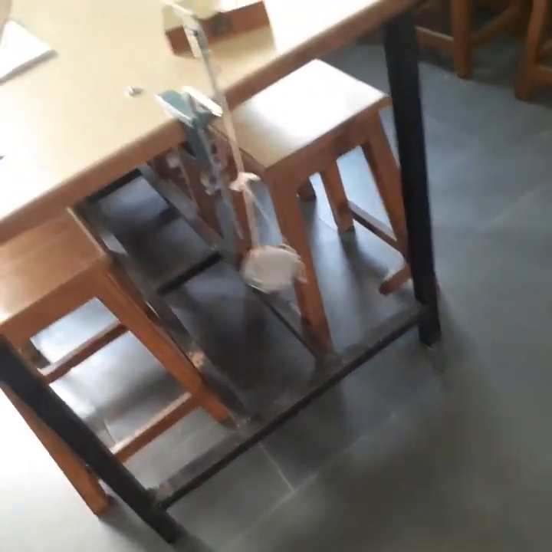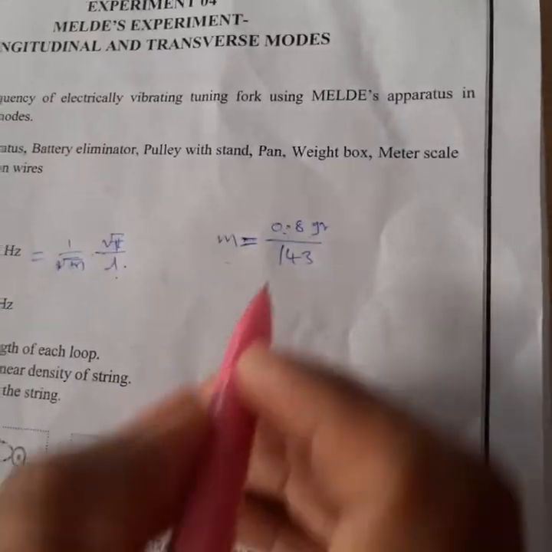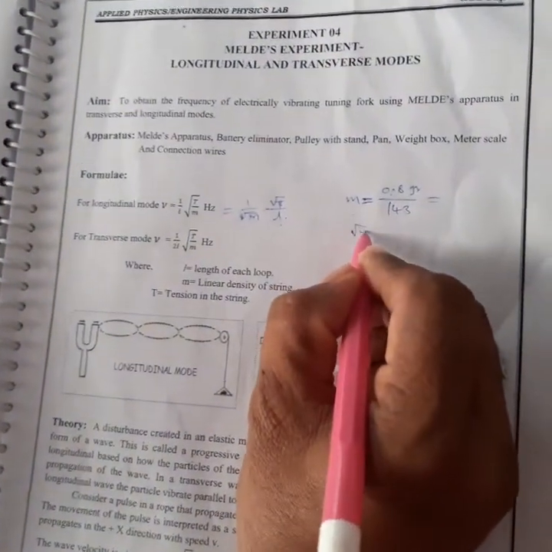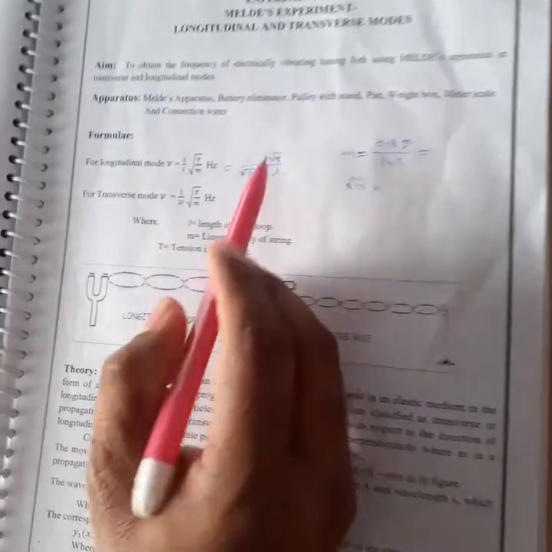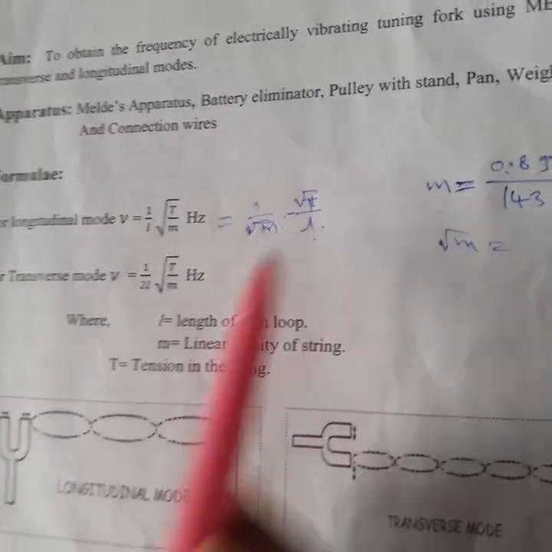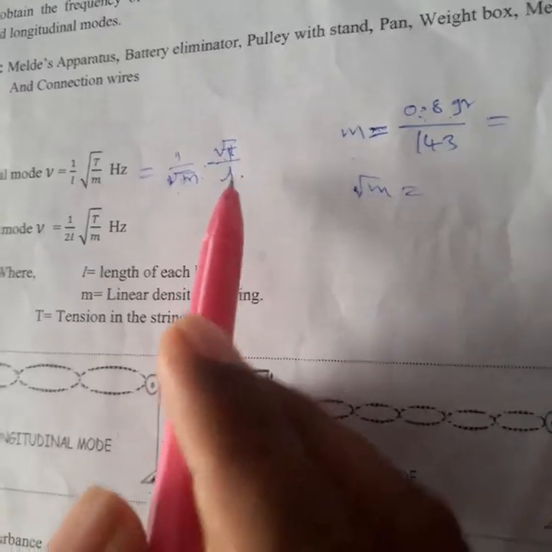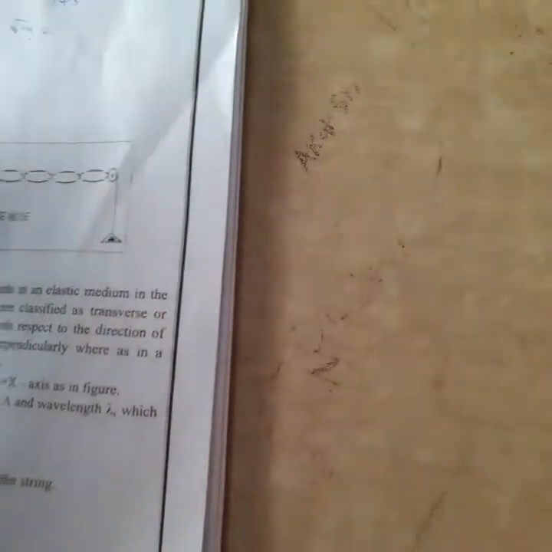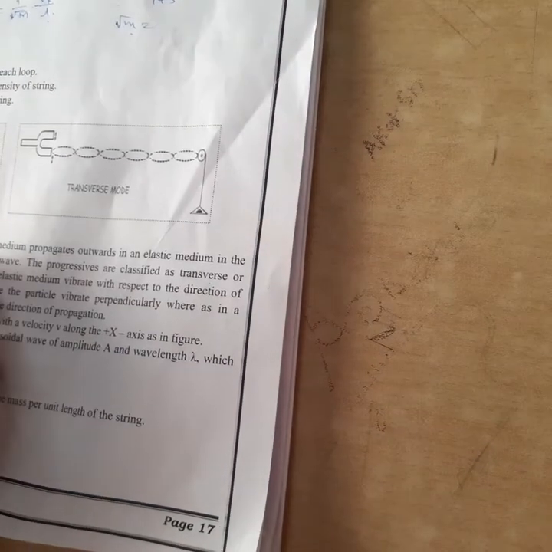100 plus 43, 143. That is, the total length of the thread is 143. In this way, you can calculate the m value. After that, calculate the root m value and substitute that value in the given formula: nu is equal to 1 by root m into root T by L value. Root T by L value you can get from the tabular form, and the m value is 0.8 grams by 143. This way you can calculate the frequency of the tuning fork in longitudinal mode.